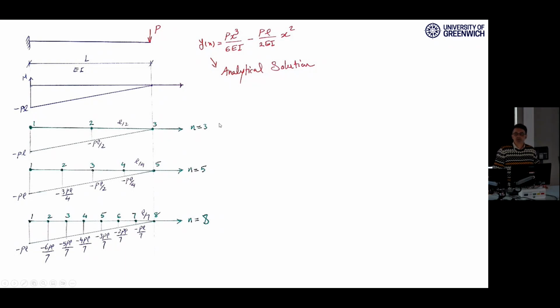If you understand what we do for n equal to 3, it's easy to repeat it for the other cases, n equal to 5 or 8, or even further. So let's see what happens for n equal to 3.